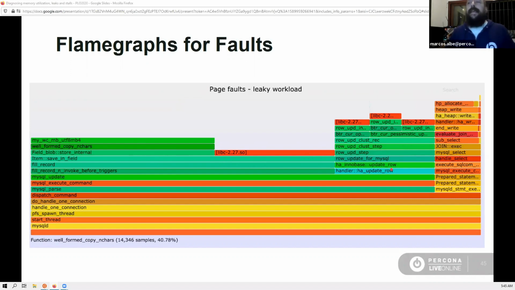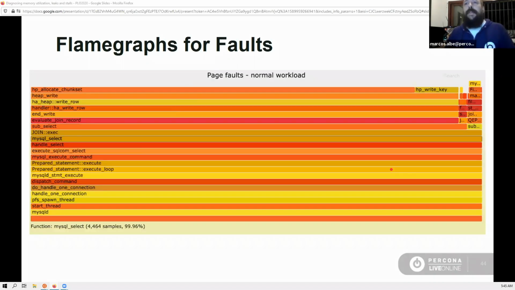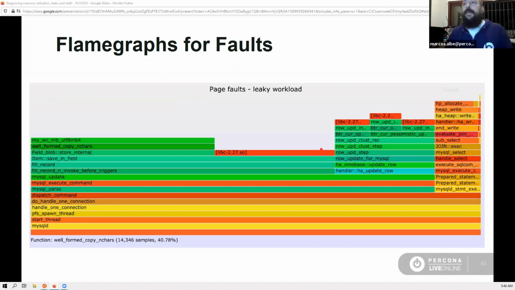The green is the delta. So I colored that based on the function names that did not appear on this one. So I took a sample, and all the functions named that appeared during this workload, they will still be colored orange, red, yellow. And the ones that didn't appear during the normal workload time are now colored green, bluish. So I can tell that there's something in the storage of blobs and copying well-formed charts that is actually causing a memory leak. And we're gonna see this in a second.